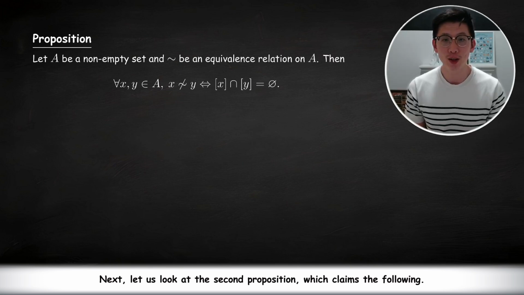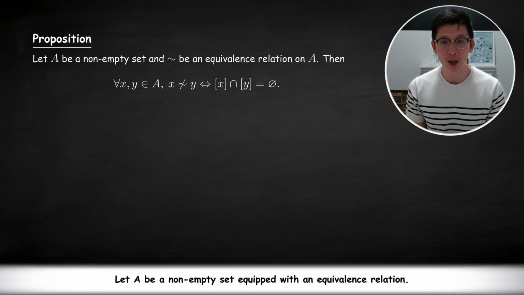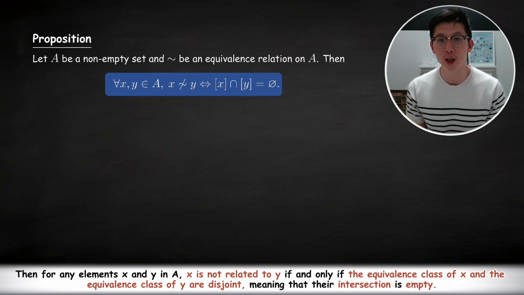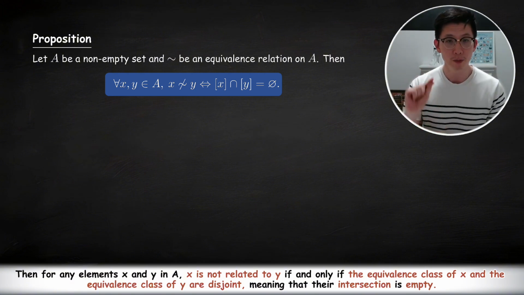Next, let us look at the second proposition, which claims the following. Let A be a non-empty set equipped with an equivalence relation. Then for any elements x and y in A, x is not related to y if and only if the equivalence class of x and the equivalence class of y are disjoint, meaning that their intersection is empty.